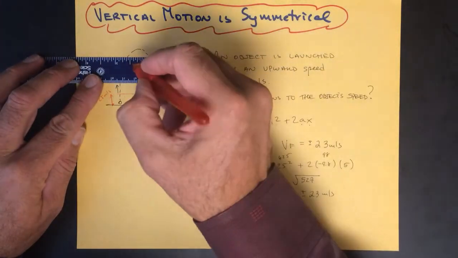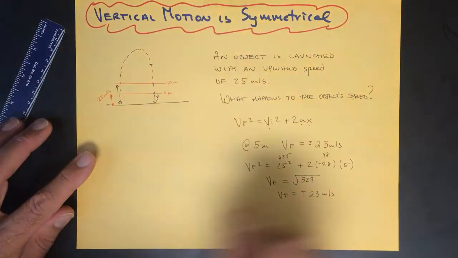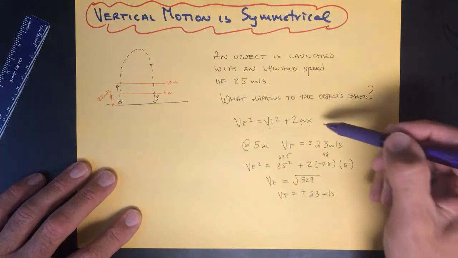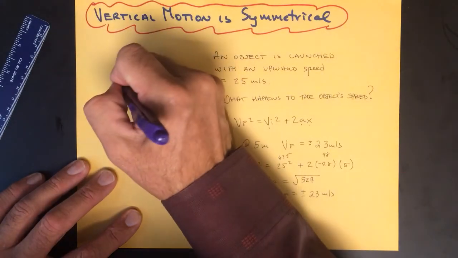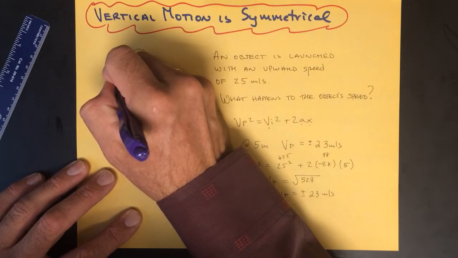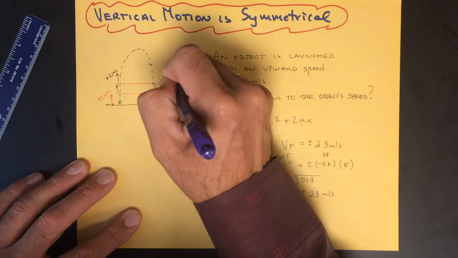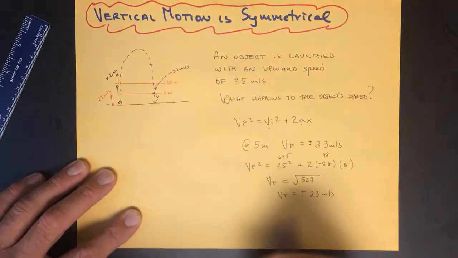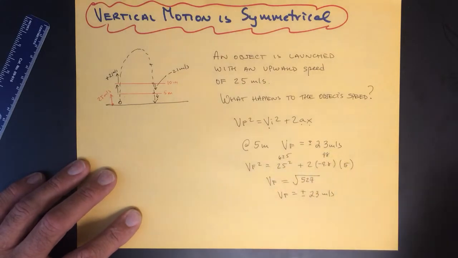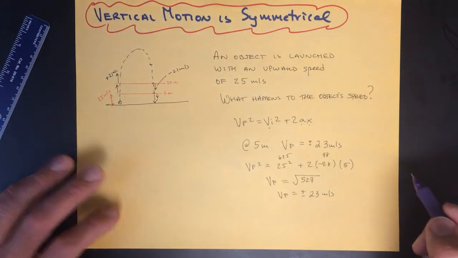So let's look at what happens at the 10 meter mark. At the 10 meter mark, using the initial speed of 25 meters per second and using this same calculation, we find out that the upward speed is positive 21 meters per second, and then the downward speed, when you're coming back down, is going to be negative 21 meters per second. For the same reason, we're going to take the square root of that combination of numbers, and that's going to give us a positive and negative answer.